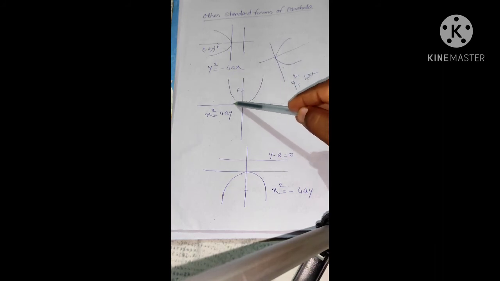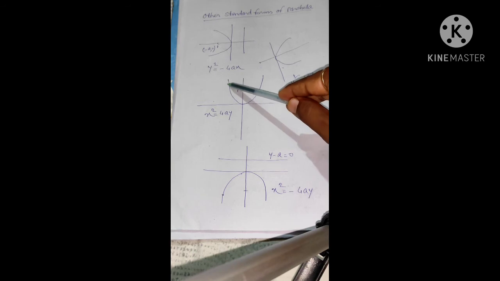If the parabola is formed on the y-axis in the positive direction, then we have to write x square equal to 4ay. And if it is formed in the negative direction of the y-axis, then we have to write x square equal to minus 4ay. So this is the way we can write the different forms of parabola. Now after writing the different forms of parabola, we can find the directrix also.